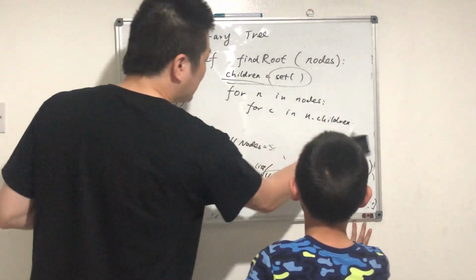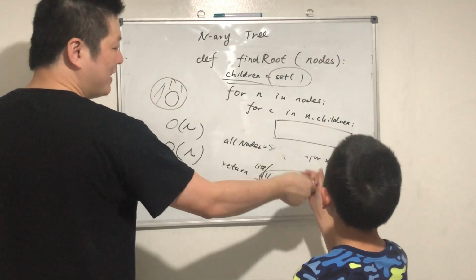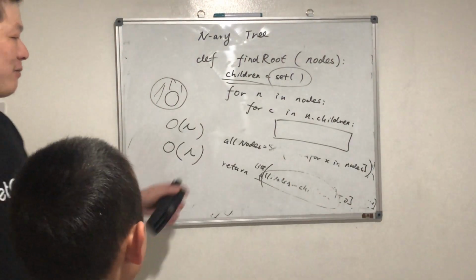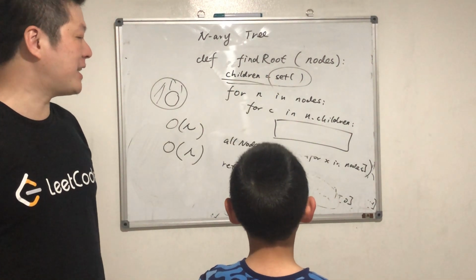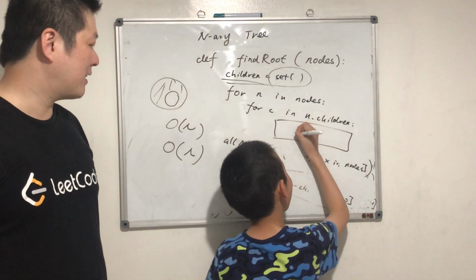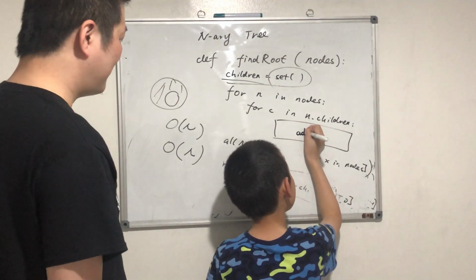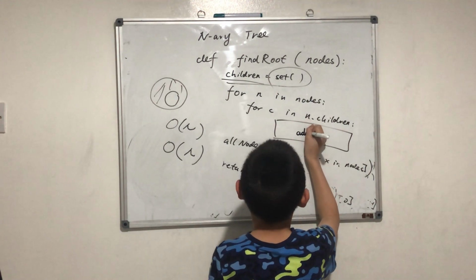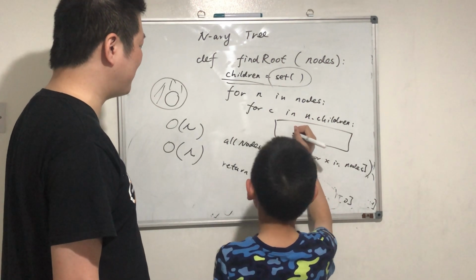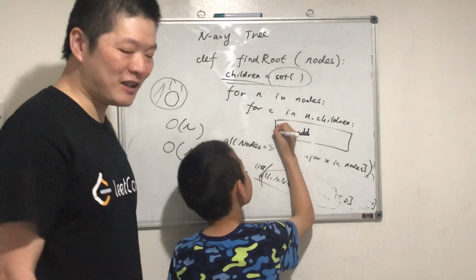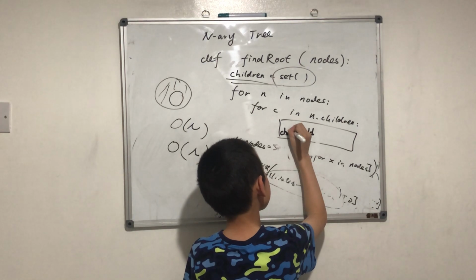Okay, let's see. What's this part? I'm just erasing in front of you. We want to add the node to the set children. So what do we need to add here? Yeah, add. Add the what? Which set is it? Children. Yeah, children. Add the what? Children dot add c. Yes.